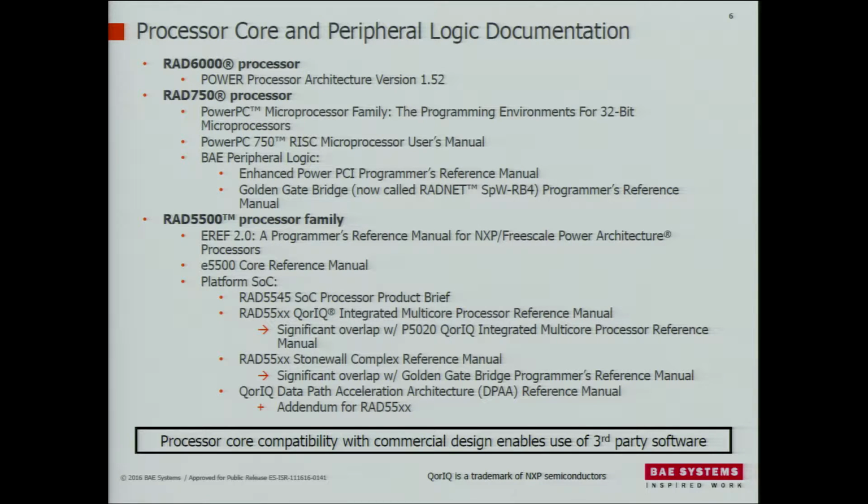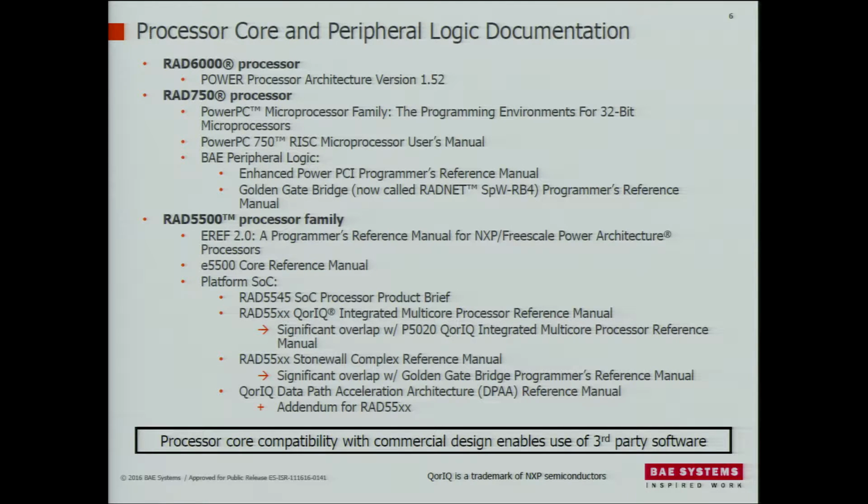A good backup for those documents are listed here. So there's a platform level document, which is the RAD55xx CoreIQ Integrated Multi-Core Processor Reference Manual. It's a mouthful and it's a big document. There's a very similar document from Freescale NXP for the P5020. And there's a lot of overlap in the logic blocks that are in those two devices. So if you're interested in digging into some of the detail, you can go to NXP and get a lot of these documents.